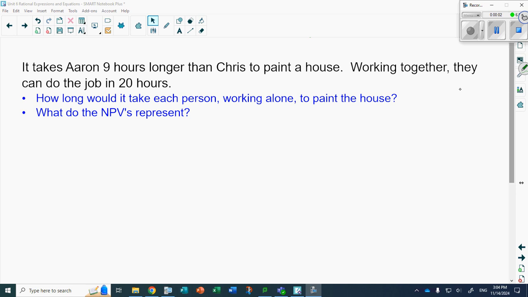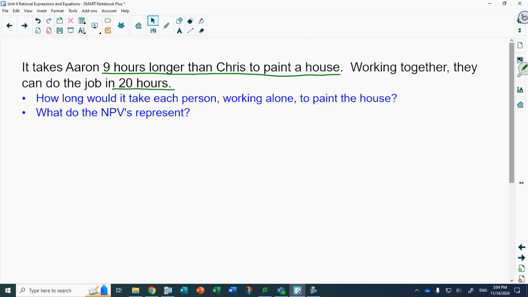So here's another question on sharing work, and let's just see how this works. It's kind of different than the ones we've been doing. Check this out. It says it takes Aaron 9 hours longer than Chris to paint the house. Working together, they do the job in 20 hours.